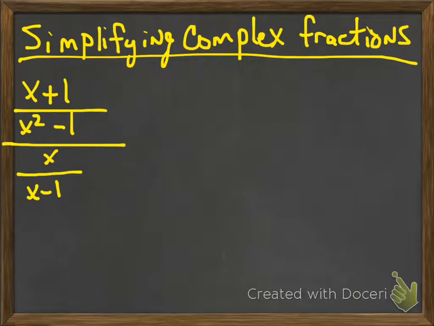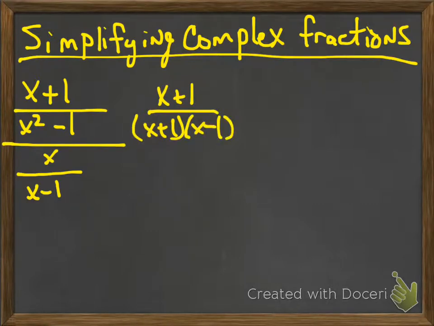Let's look at a complex fraction here, and you can see with this complex fraction we've got the (x plus 1) over (x squared minus 1), which is that over x minus 1. This to me looks confusing. You need to keep in mind that what this is doing is like saying (x plus 1) over (x squared minus 1), which is (x plus 1)(x minus 1), so I factored this right here, divided by x over (x minus 1).